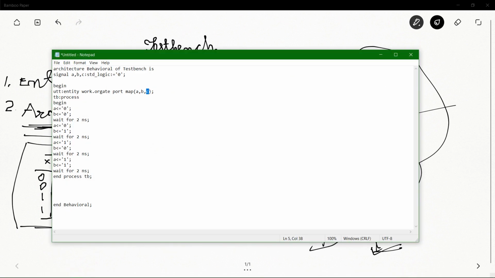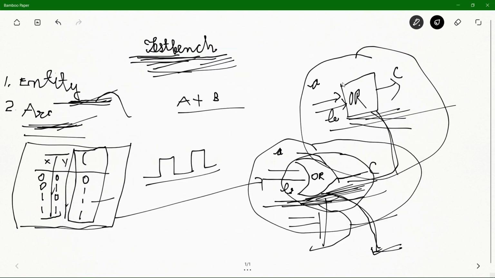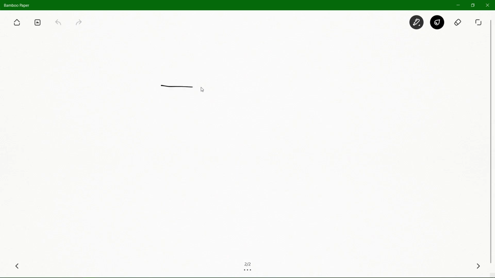So according to that sequence only, here I will have to write my port mapping. So what is happening in my port mapping? As I might have already written, A and B will be my input ports. One minute, I am again drawing this so that it will be more clear.